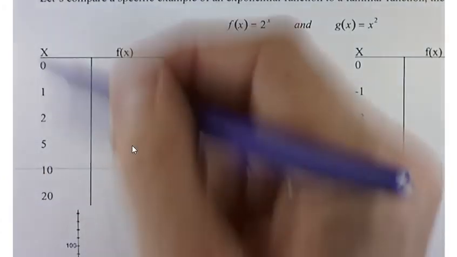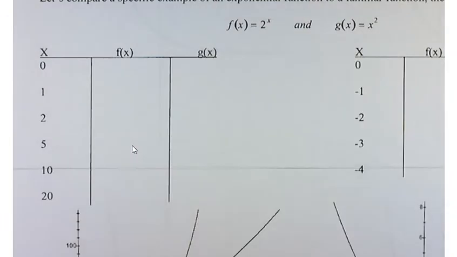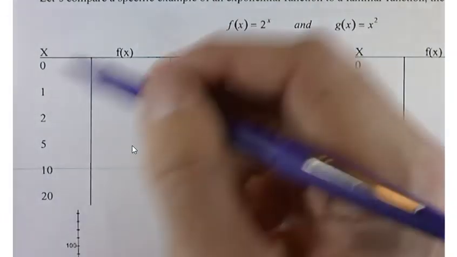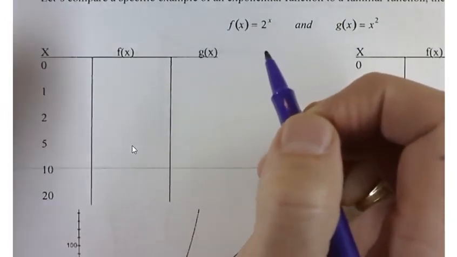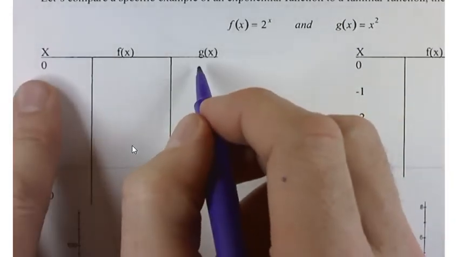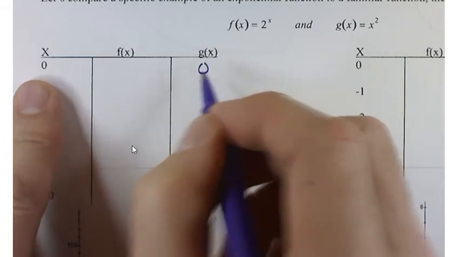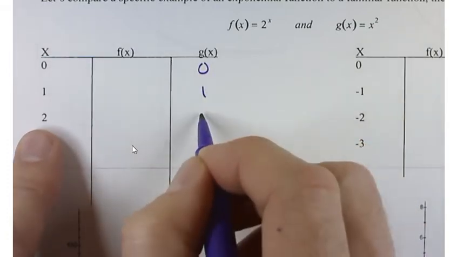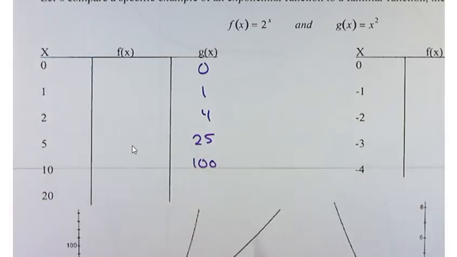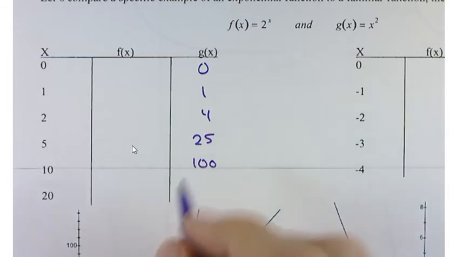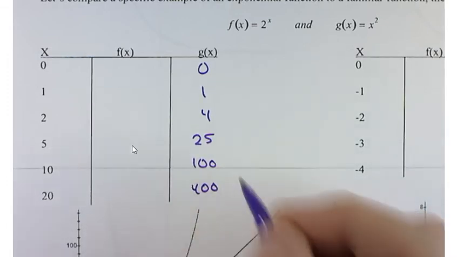So I've got a fairly general set of points here. And we'll plot each of these for f of x and g of x. Let's start with g of x because that's going to be the easy one. 0 squared is 0, 1 squared is 1, 2 squared is 4, 25, 100. Does anyone know what 20 squared is? Where's my mental calculators out there in the audience? 400. All right, well done.